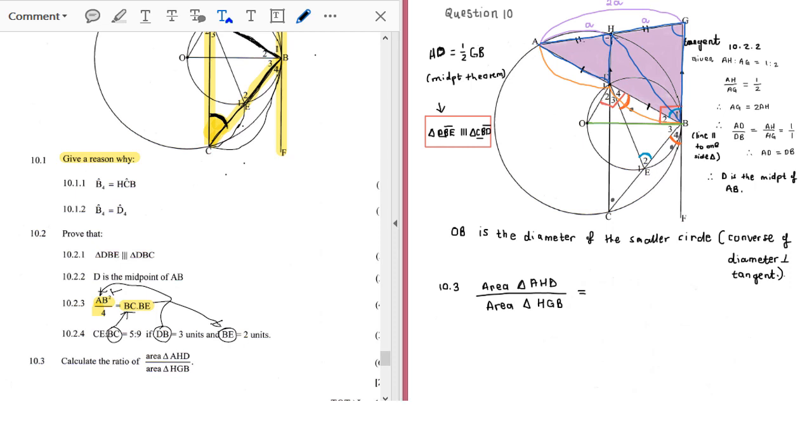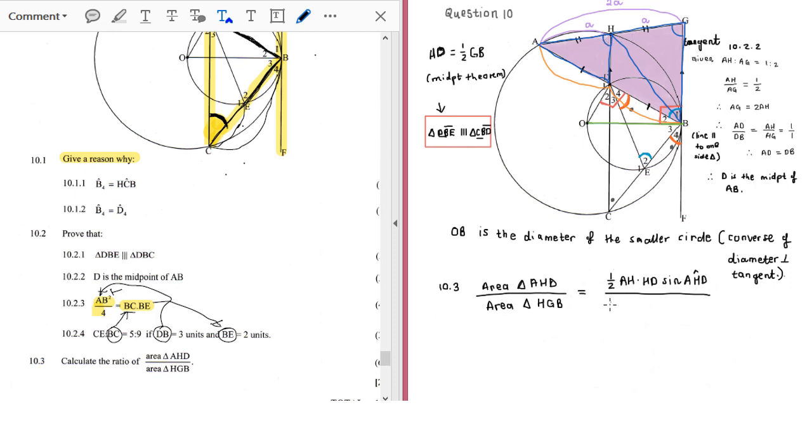Notice that these two triangles are not right angled triangles, so in order to calculate their areas, we're going to have to lean towards the sine rule. So let's go for the sine rule. We're going to have half of the two including sides, and the including sides are going to be the side AH times HD times the sine of the included angle, which in this case is the angle AHD. That angle right over there.